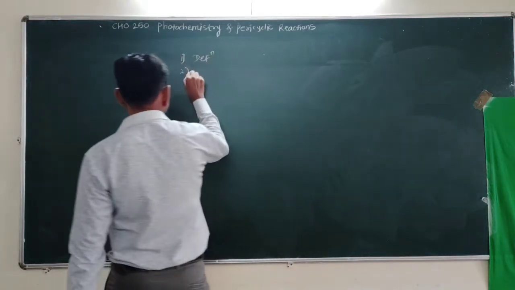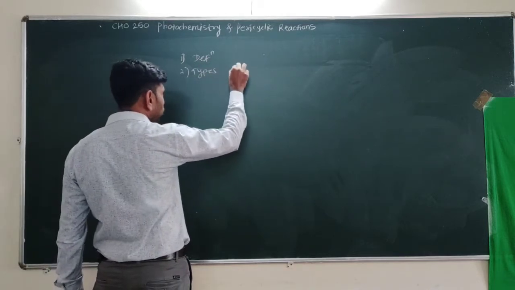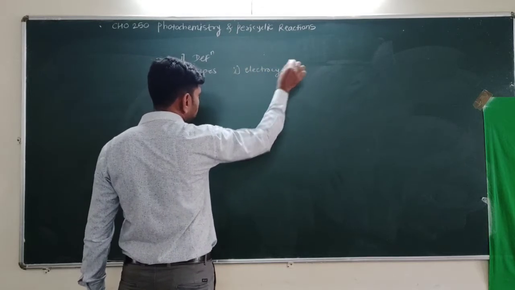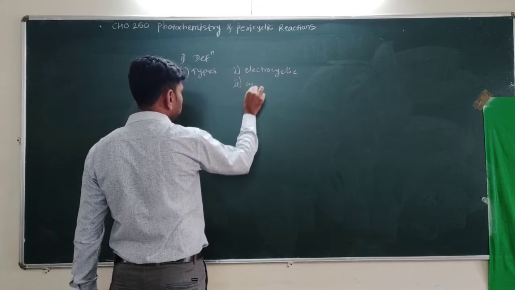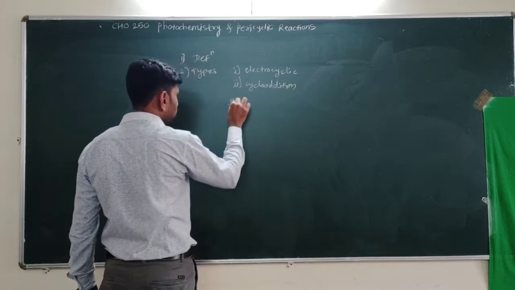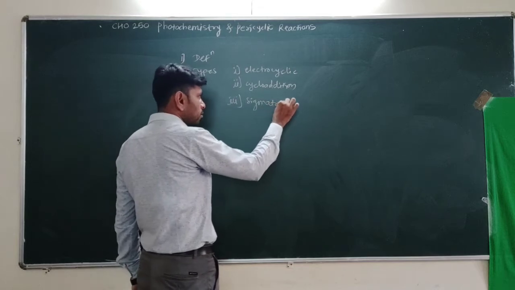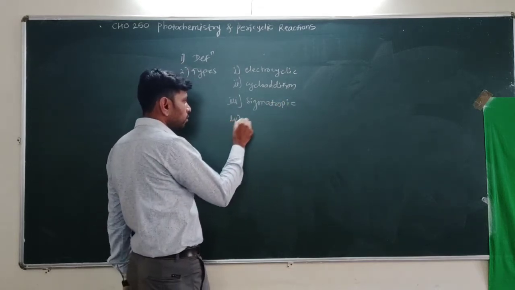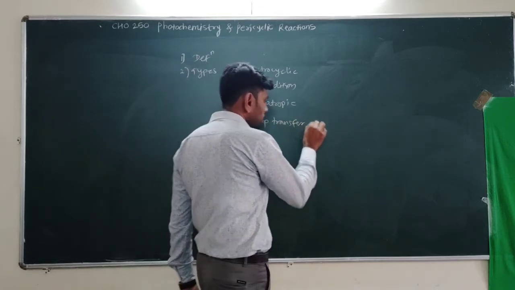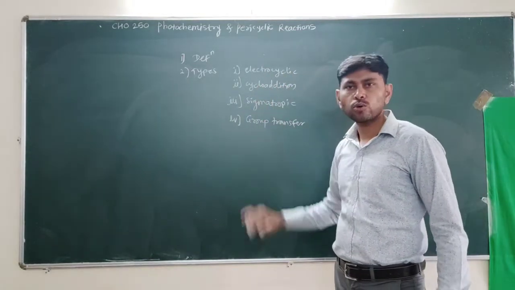Second, we showed the types of pericyclic reaction. There are a total of 4 types: first, electrocyclic reaction; second, cycloaddition reaction; third, sigmatropic rearrangements; and fourth, group transfer reaction.